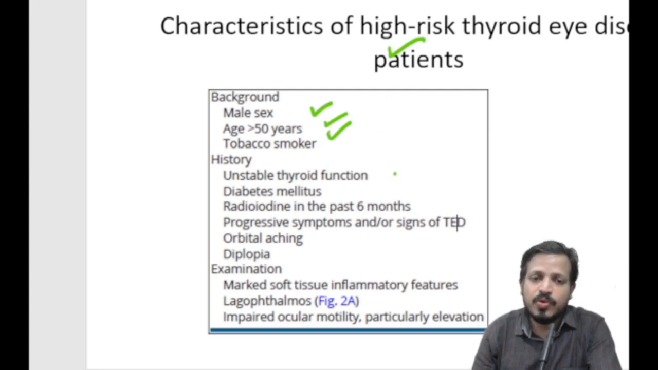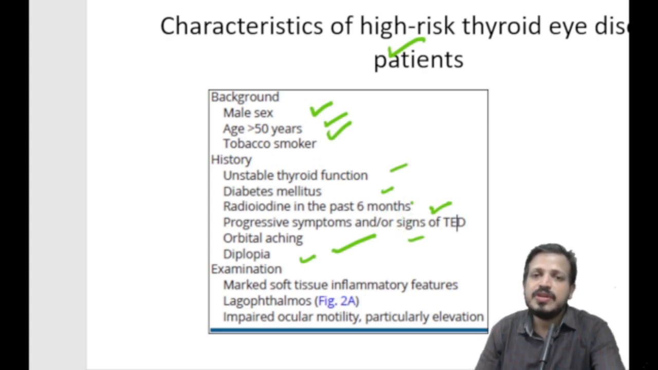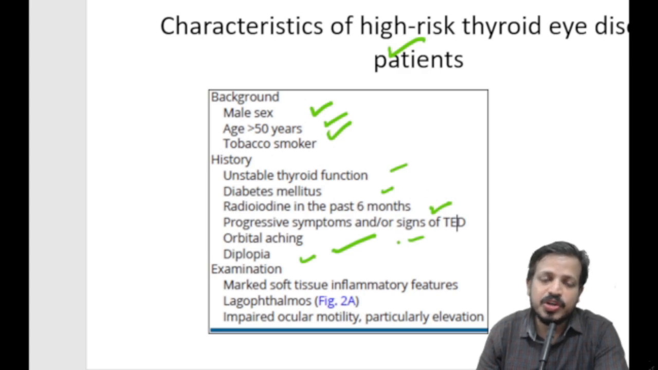And if there is a history of unstable thyroid function and presence of diabetes mellitus, and radioiodine ablation or radioiodine therapy in the past 6 months, and progressive symptoms and signs of thyroid eye disease, and if there is orbital aching or orbital pain, or diplopia. So in the history: unstable thyroid function, diabetes mellitus, radioiodine in the past 6 months, progressive symptoms or signs of thyroid eye disease, orbital aching or diplopia.